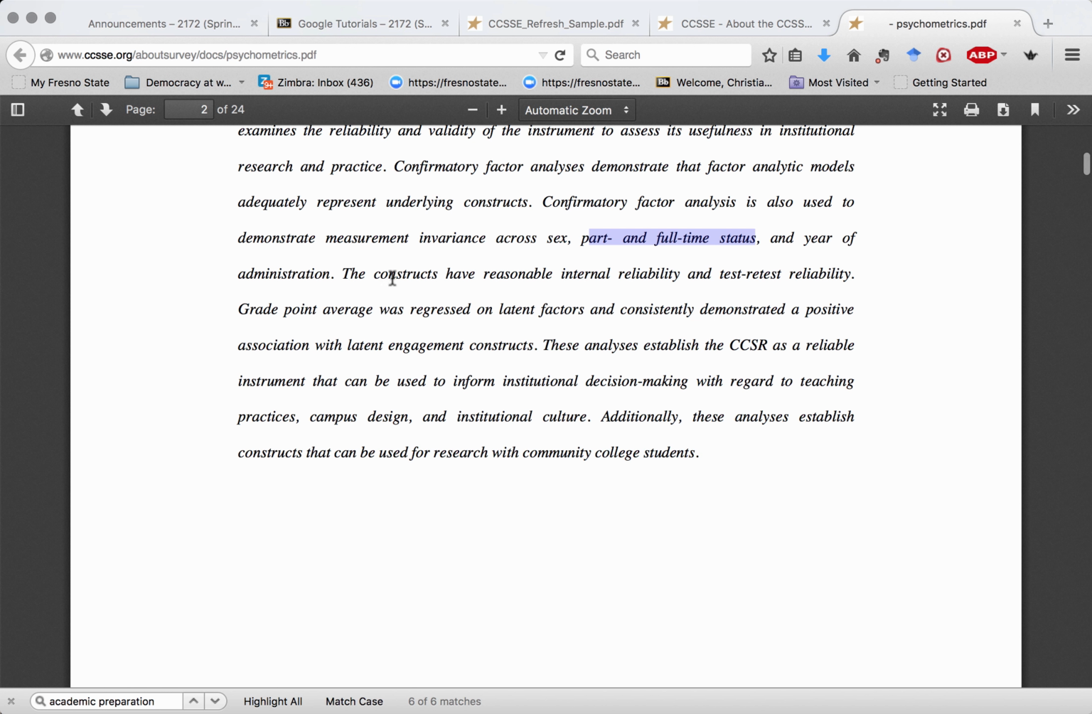So then they go on to say that it has reasonable internal reliability and test-retest reliability. So internal reliability is that internal consistency. This is most of the time measured with Cronbach's alpha. And the test-retest reliability is measured oftentimes just with a correlation. So to see how well does a value correlate with itself across time. So for example, from month 1 to month 2, or year 1 to year 2, etc.